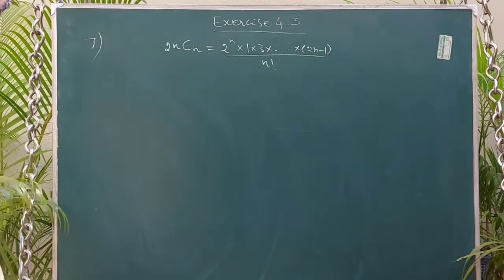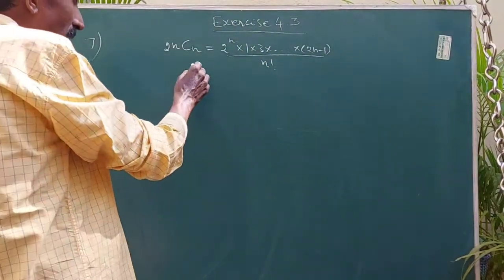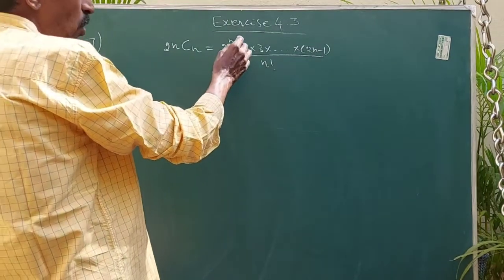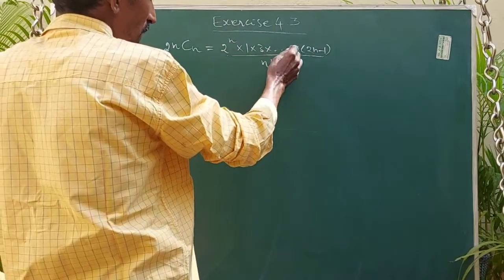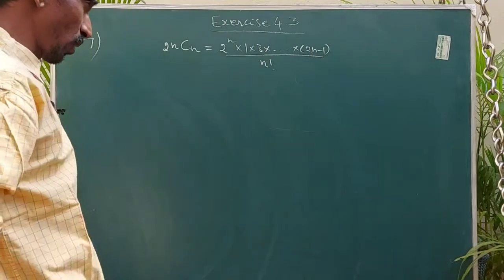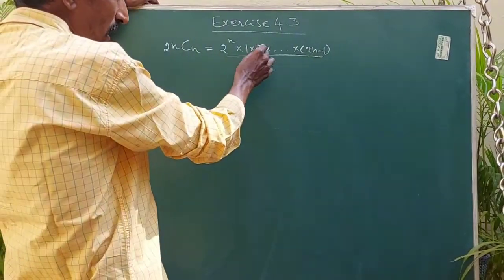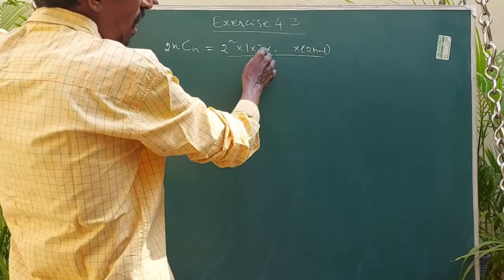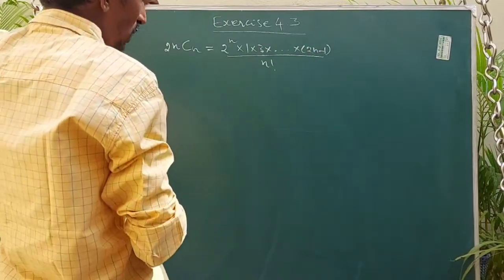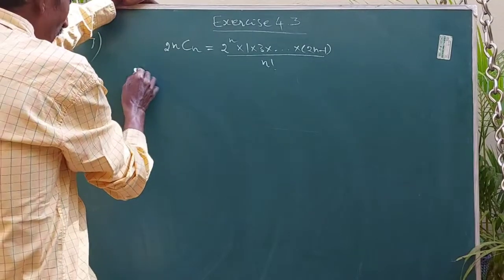Question number 7. Prove that 2nCn is equal to 2 power n into 1 into 3 into etc. into 2n minus 1, by n factorial. Look here, the hint is present in the question itself: 1 into 3 into 2n, the first n odd natural numbers. So take the LHS alone first.